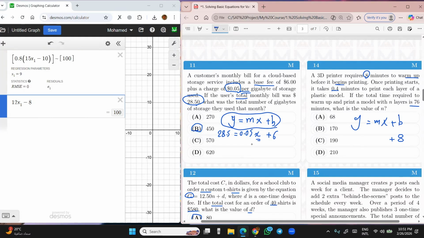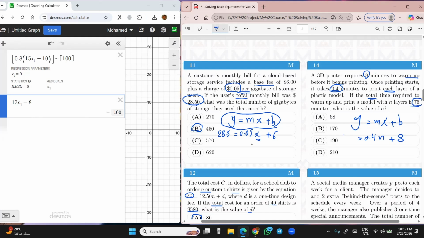And m is the rate. Look at this, each is the same as per, so 0.4 is replacing letter m. Keep the x, because x here is n. So we can name it n instead of x, because here n is the number of layers. And then y is the total. The total print time with n layers is 76.